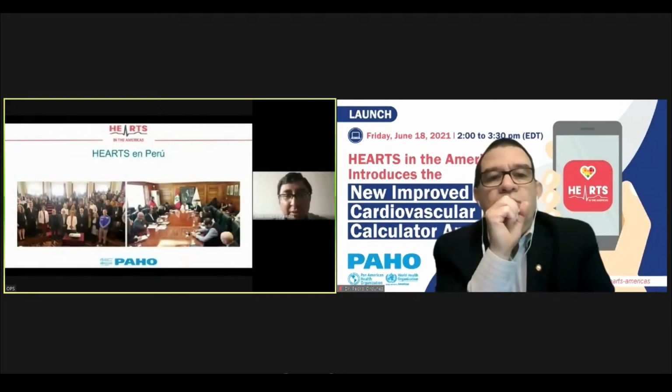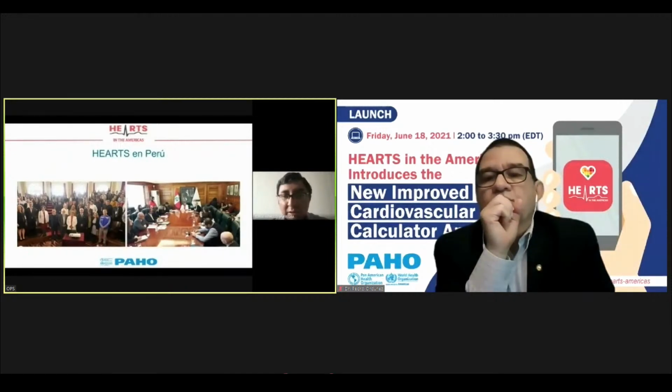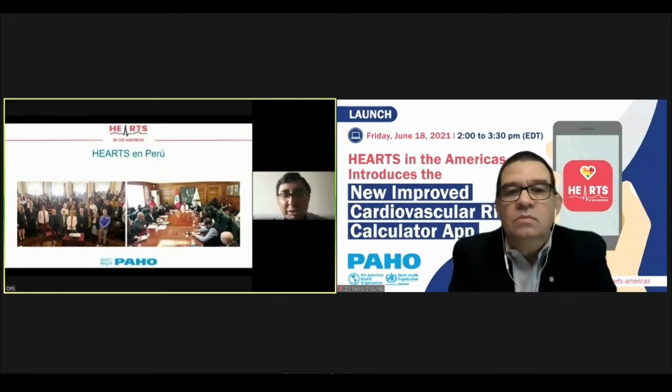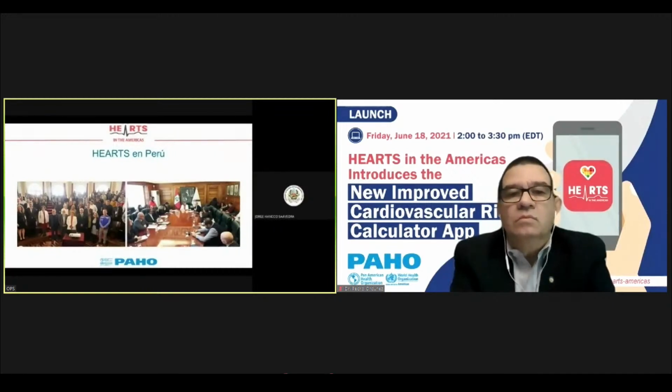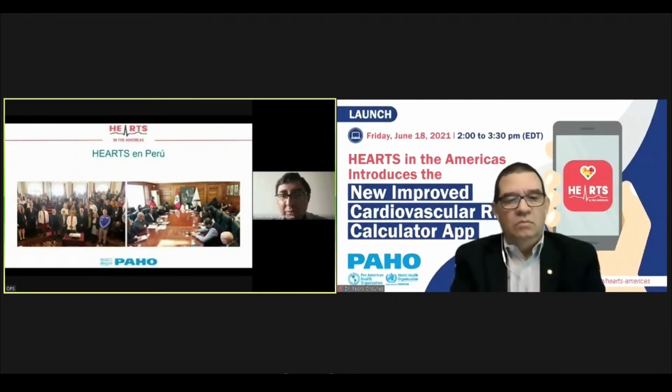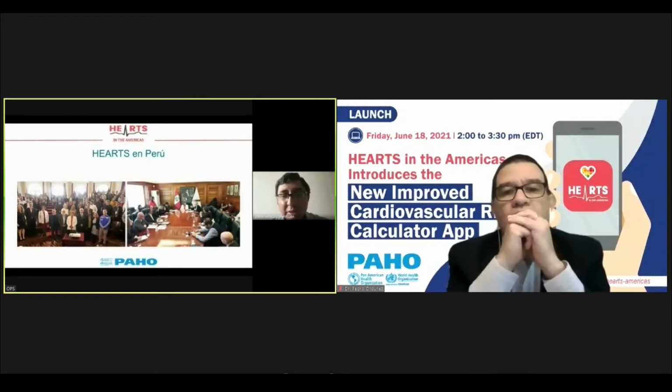So this is a picture. I wanted to share this with you. We will be working hand in hand with all the health authorities. This is a very important initiative that has shown very positive results in the region. Here, over to the right, you see the Ministry of Health, and then the team of the Washington office, and we are presenting there the HEARTS Initiative.